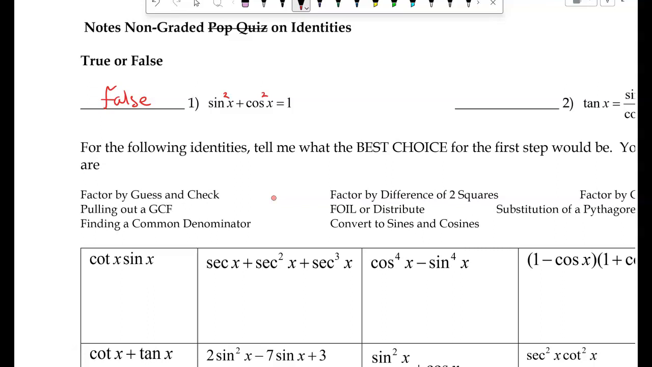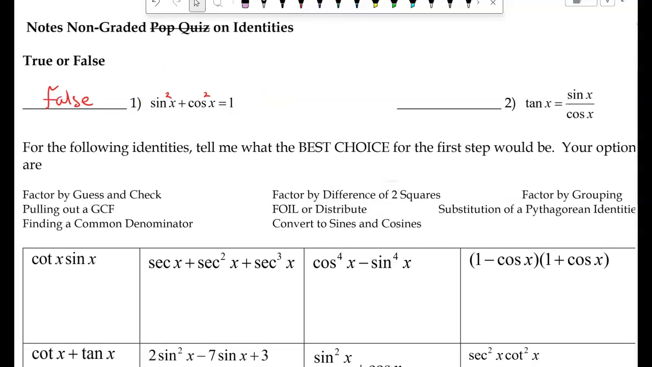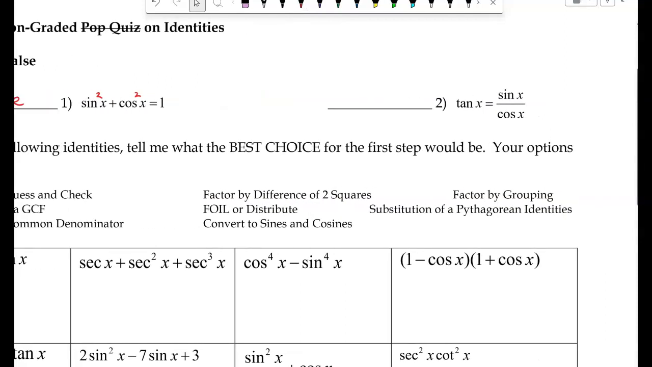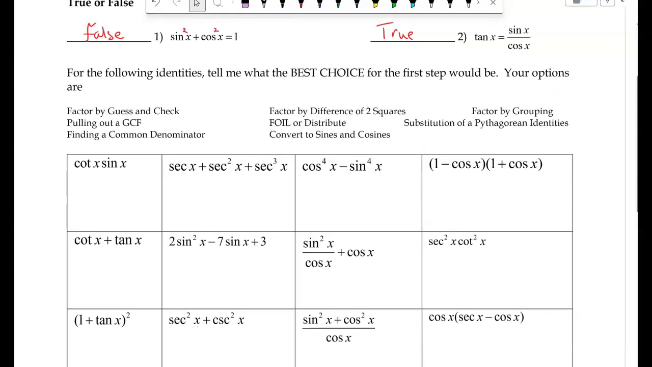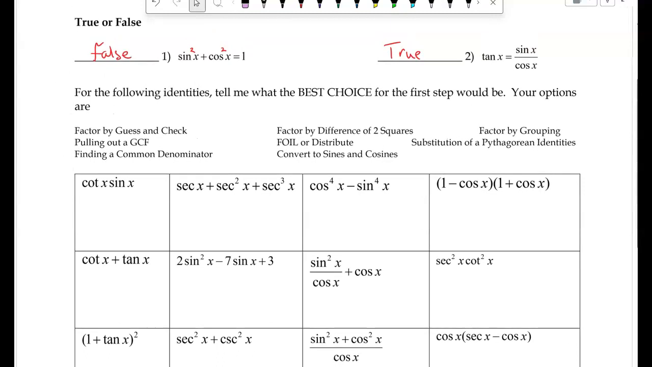So be careful, because that's the stuff that got you guys on your identities quiz, was the fact we forgot the square. Okay. Is tangent of x equal to sine x over cosine x? If you did not know that, I have totally failed. And my methods of teaching that have gone totally downhill, because we've been talking about that before we really even explained why that was true.